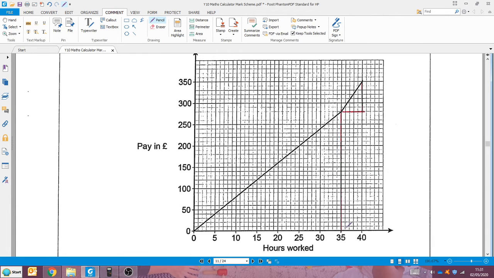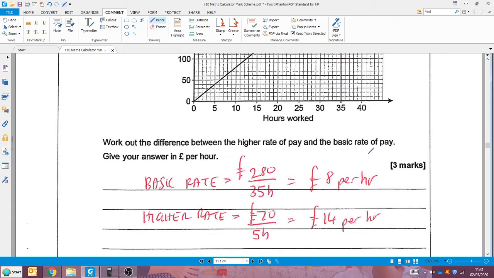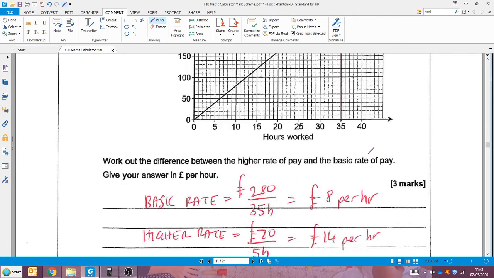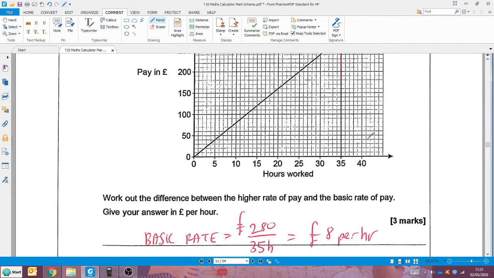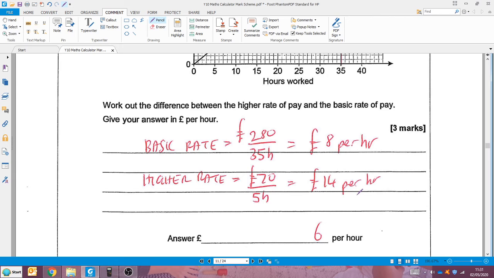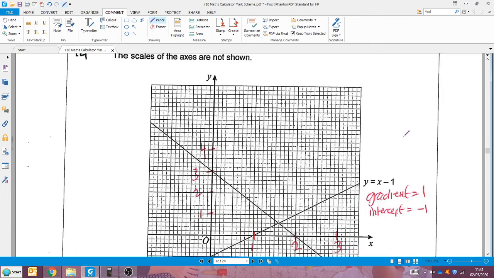From 35 to 40, we've got 5 hours, clearly so. It does say that she worked 5 hours. And I've got to work out this little height here. I made that, I can't remember, 70. So there we go. So it's £70 worth of extra earnings over 5 hours. Well, that's like being paid £14 an hour. Work out the difference between the higher rate and the lower rate of pay. Answer £6 per hour more if she does that overtime, all right? Just by subtraction. Next.